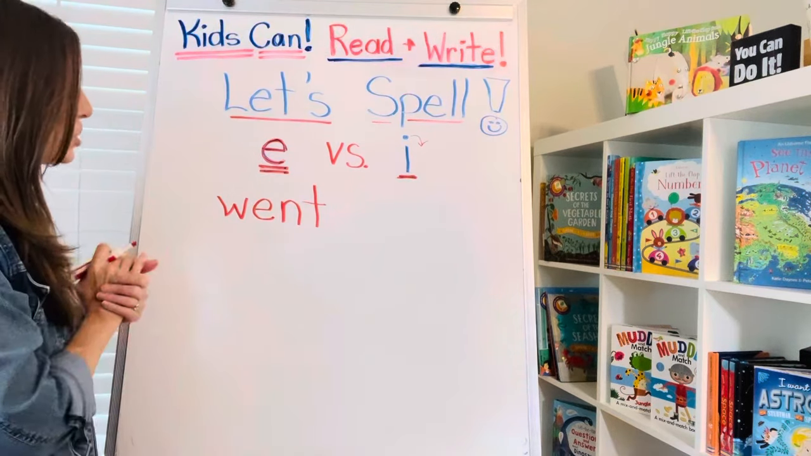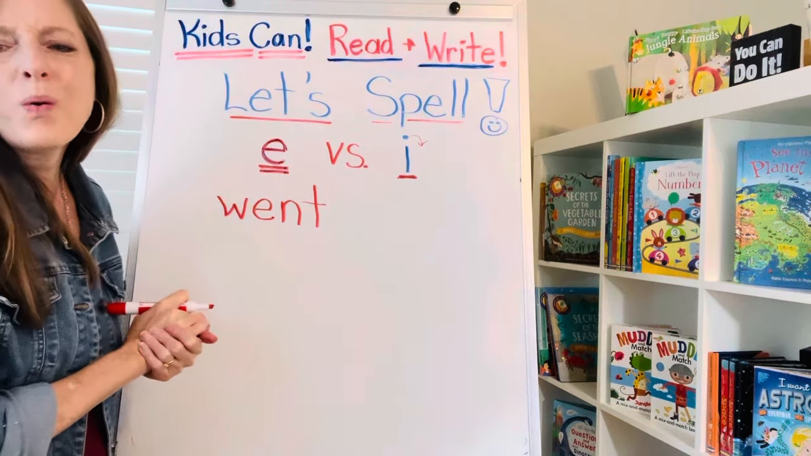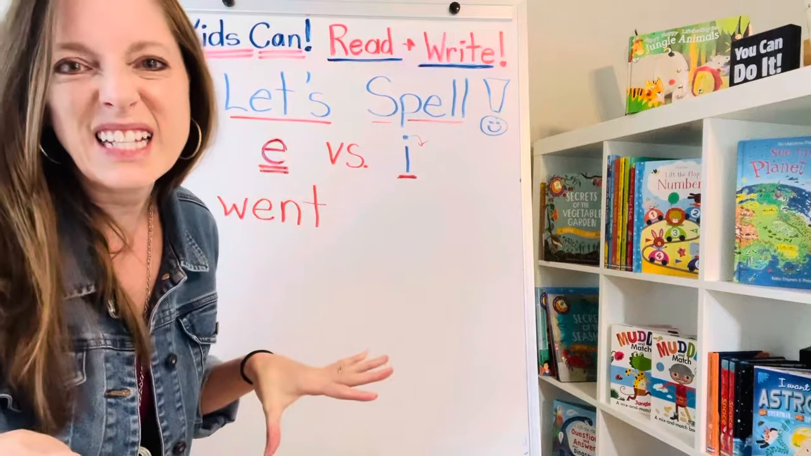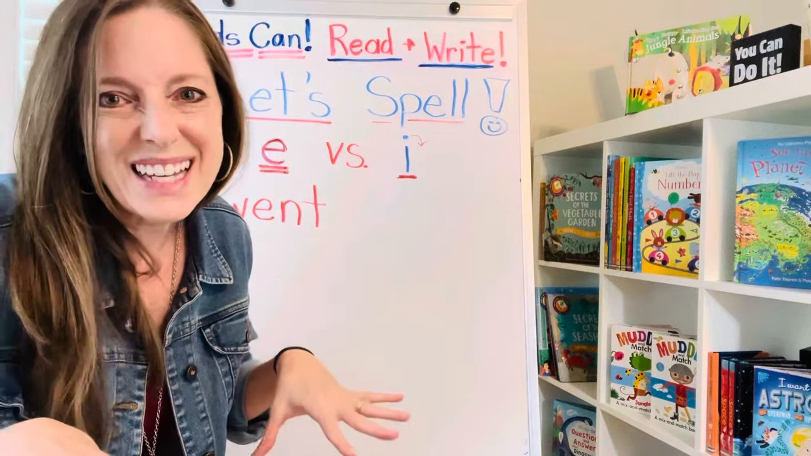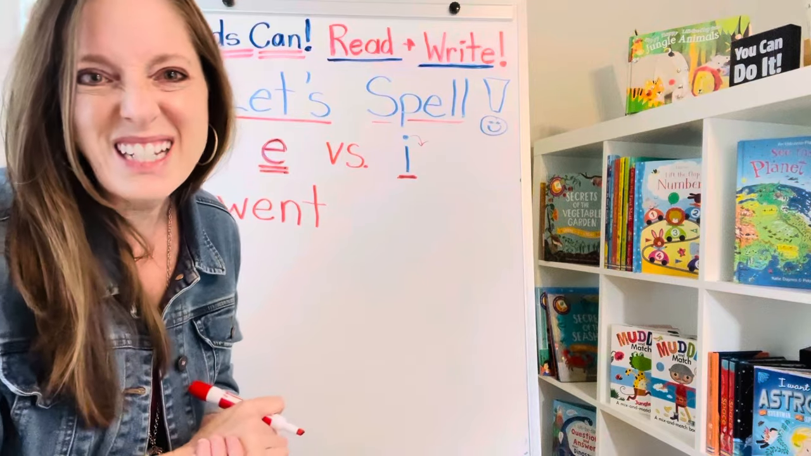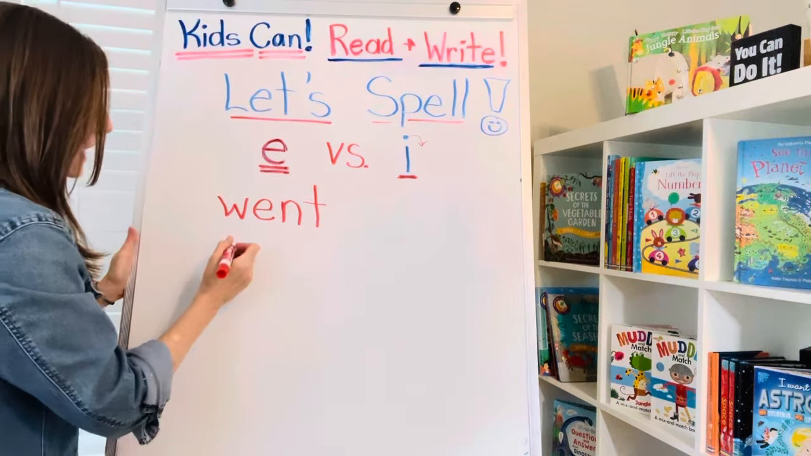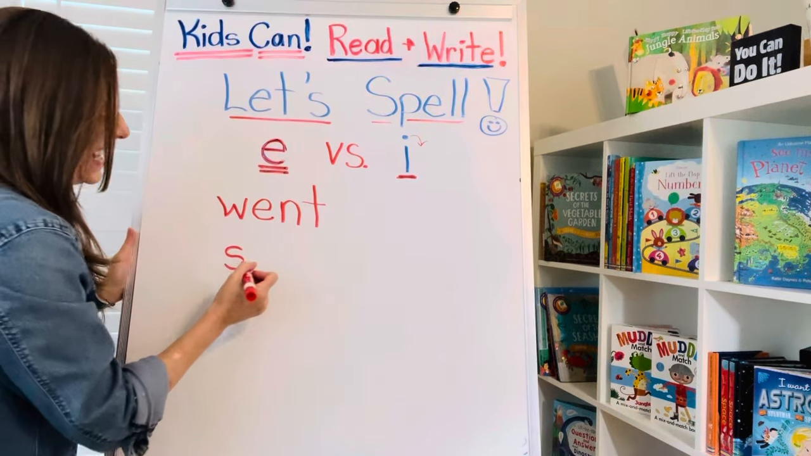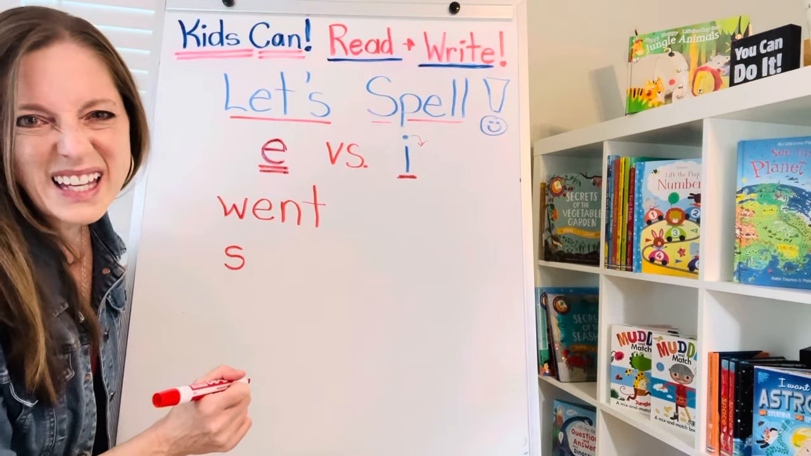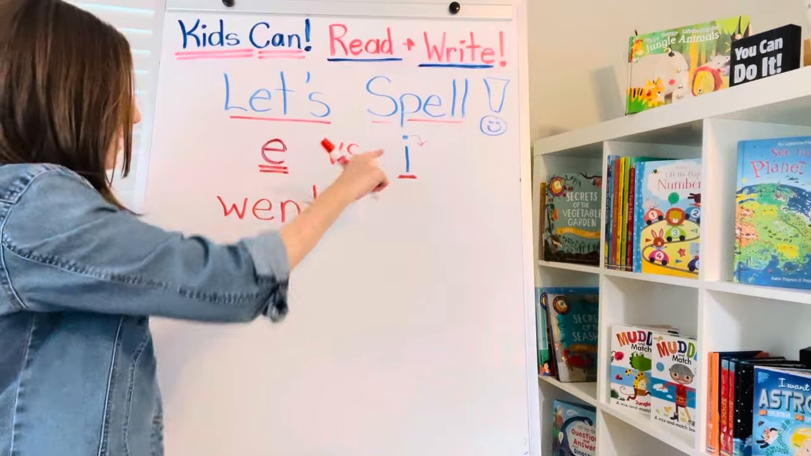Okay, let's try another. How about sit? Sit in your seat. Sit. Can you spell sit? Give it a try. Let's see. S-ih, ih, who is that? Ih, that's the ice cream falling off.